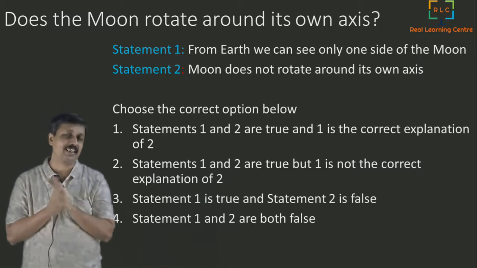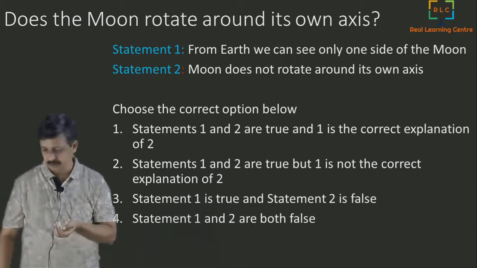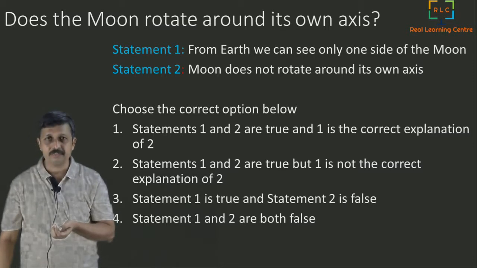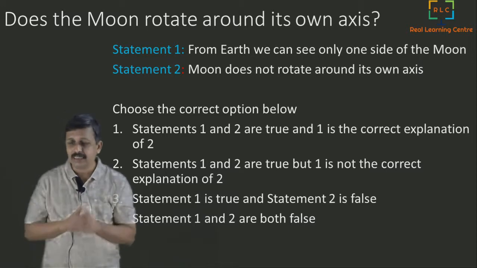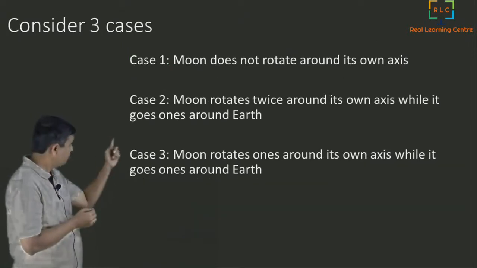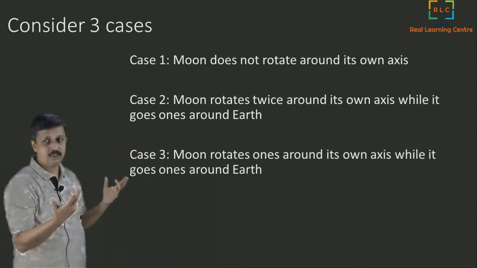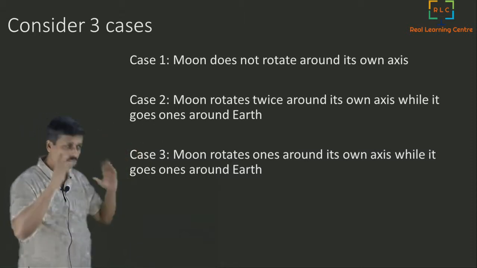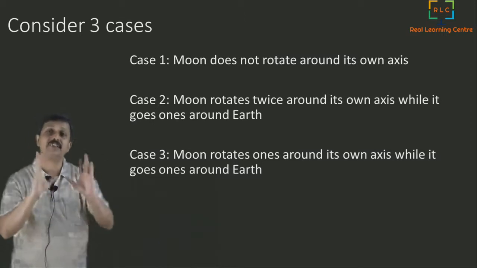So what is the correct answer? Let's give some consideration to how rotation and revolution can happen together. Let's take three cases. First, the Moon does not rotate around its axis, but it just goes around the Earth. That is one scenario that we can take and see whether it is true.